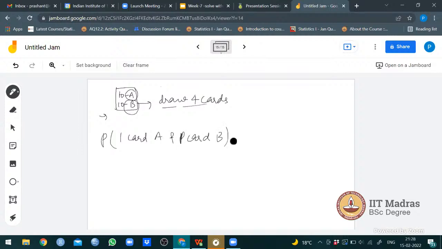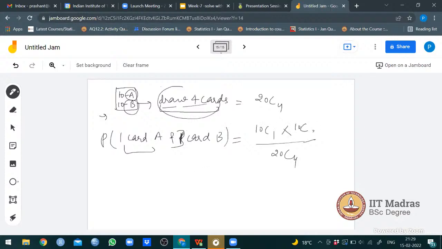So you draw 4 cards. That means 20C4. This will be your sample space. Out of these 20, you are selecting 4 cards. And I'm saying 1 card from A and 3 cards from B. So that means 1 card from A and 3 cards from B.